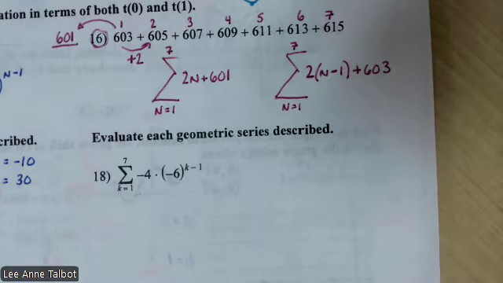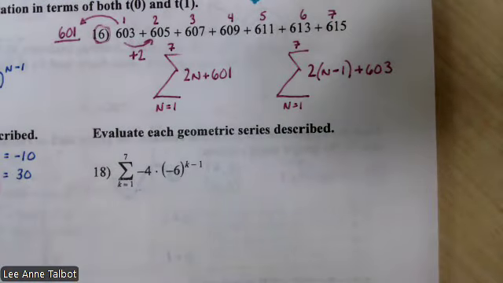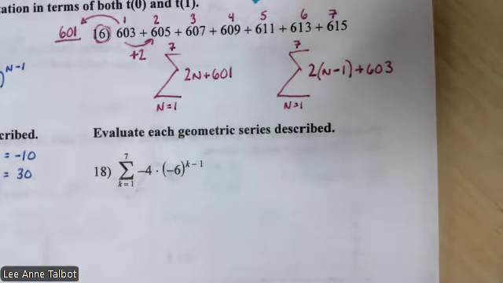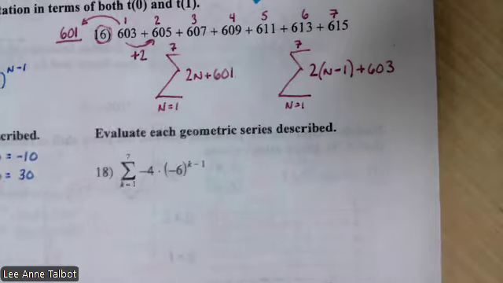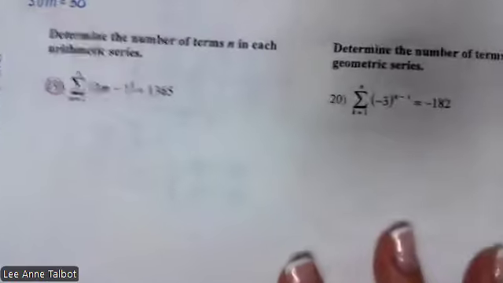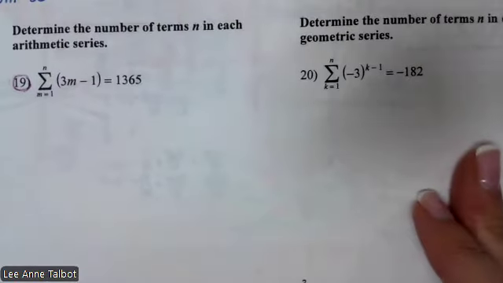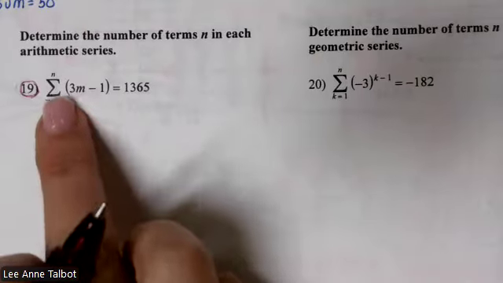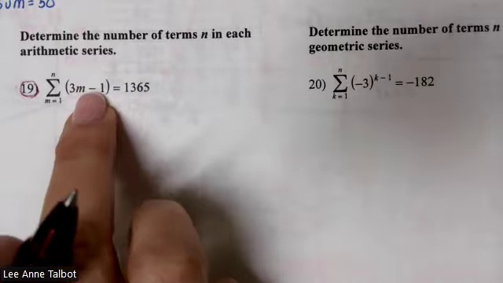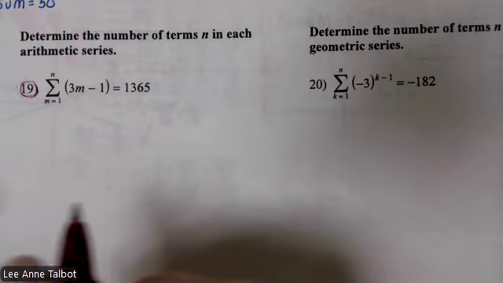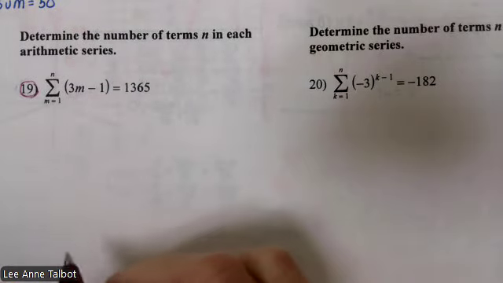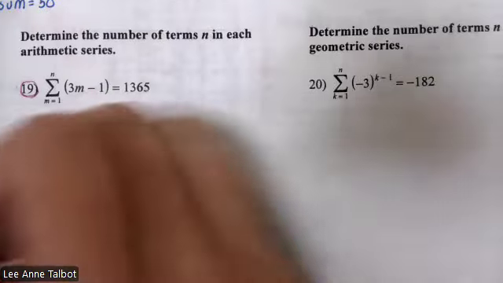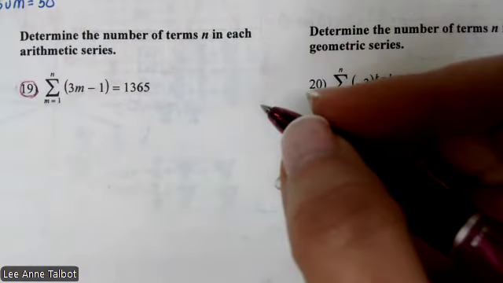Okay, now we're going to do number 19. Move down to number 19. Number 19 is like the one that you guys had on your quiz where you had to find the number of terms with the quad formula. However, it's set up a little different. It's set up with sigma notation instead of giving you the series. And so I'm going to rewrite it to make it look like we're used to seeing it.